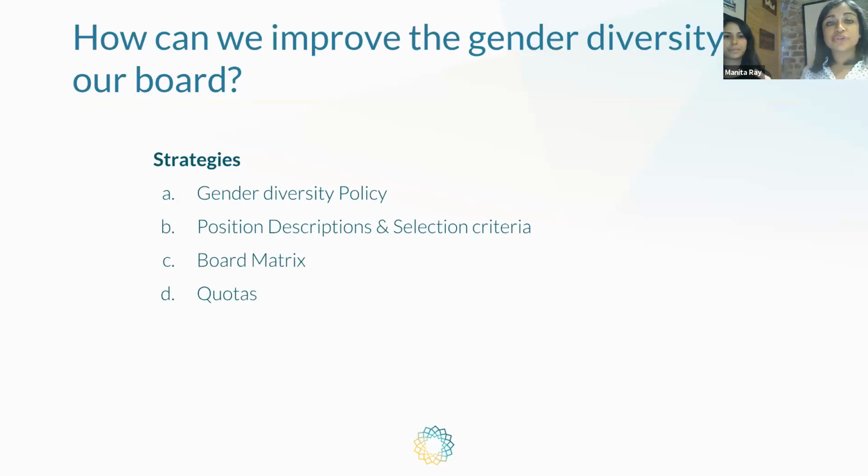And you can do two things. You can look at the current gaps in your board by doing a board matrix, looking at each individual and ranking what skills the current board has. For example, who's got legal experience? Who's got financial experience? Who's got organizational change experience? That will show where your gaps are in the board and help you bring in people to strengthen those gaps.